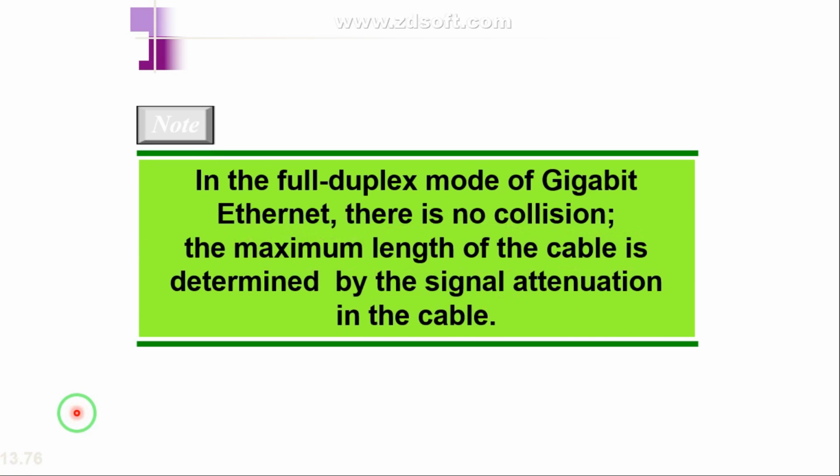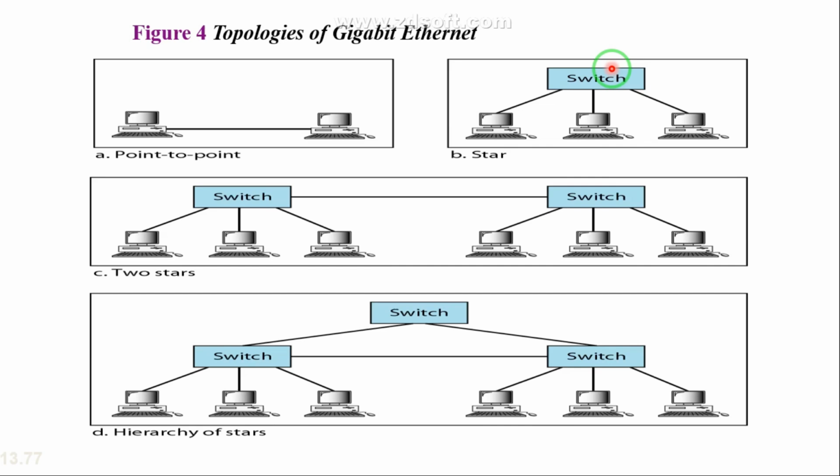Whereas in half duplex mode, the difference is that instead of a switch, we have to use a hub. And over there, you can use the CSMA/CD concept. Now, the topologies that we can use to connect two or more stations. As we know, if there are two stations, then we use a point-to-point connection. But if there are three or more stations, then they need to be connected in a star topology with a hub or switch at the center.